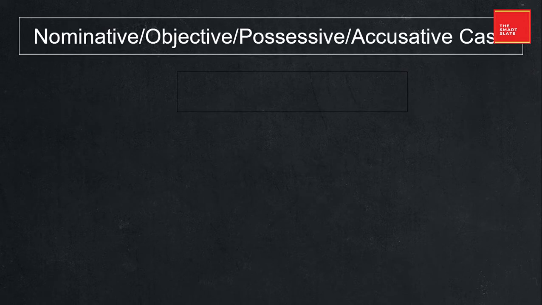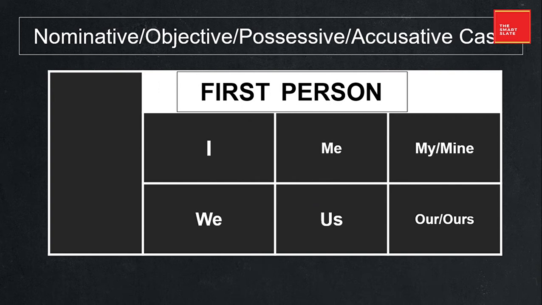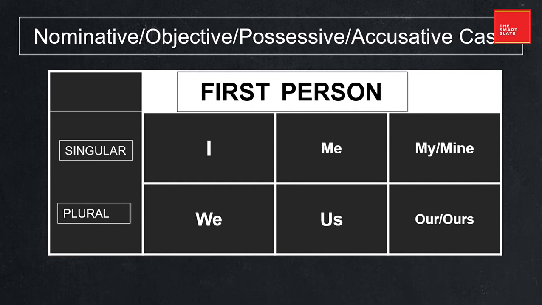Nominative, objective or possessive or accusative case means here, you can understand with the help of a table that we have singular and plural of the word pronoun. So for I in the singular sense we can use in the plural sense we. For me it is us and for my or mine it is our or ours for the first person.